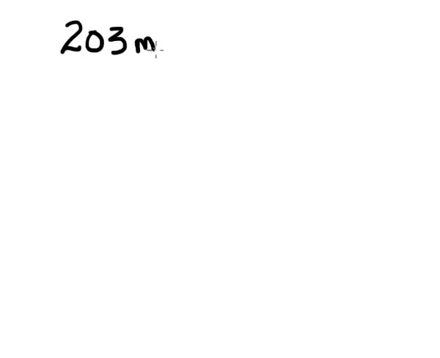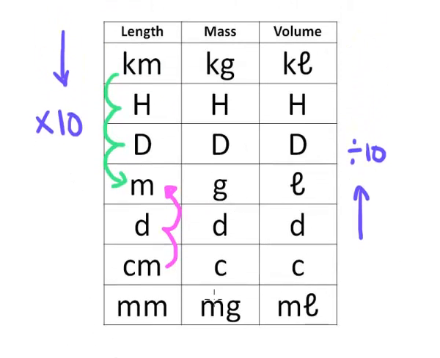203 meters. And the first thing we're going to convert it into is millimeters. Okay, so let's have a look at our table. We want to go from meters to millimeters. If we count how many we are going down, you're going 1, 2, 3 down. In other words, and they're getting smaller, so we have to multiply by 10 3 times, in other words, by 1,000.